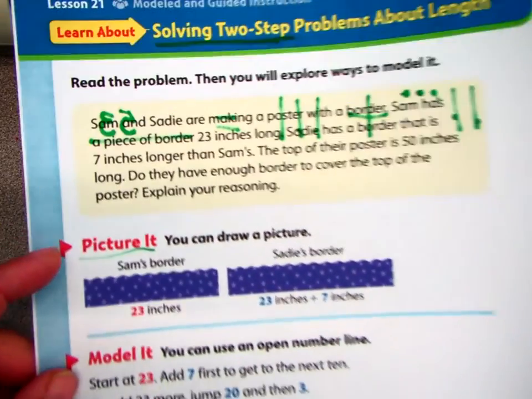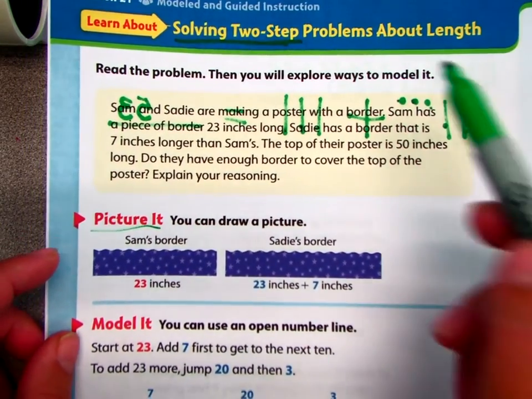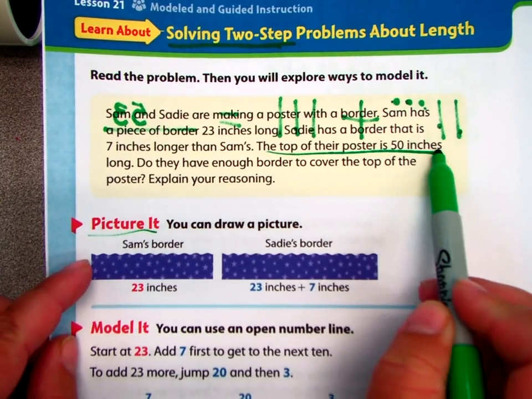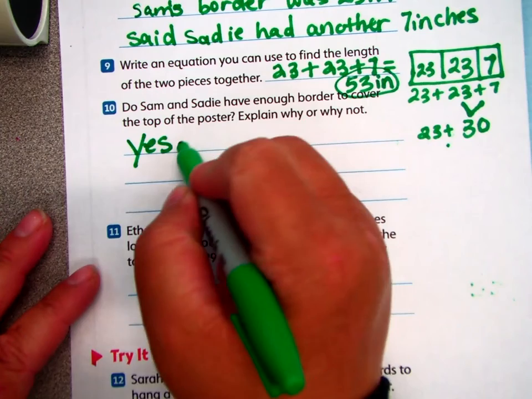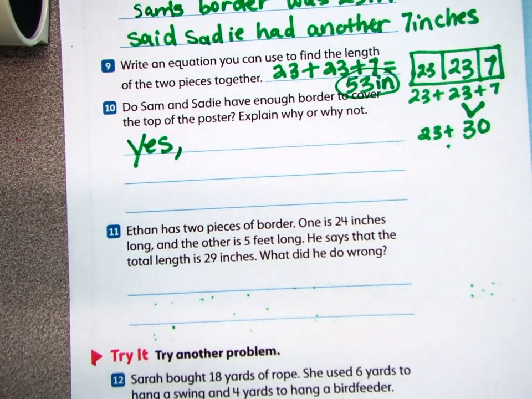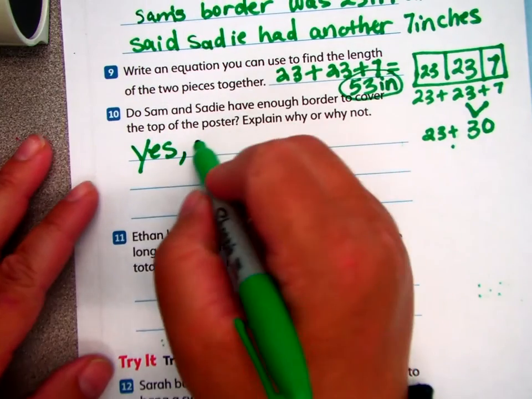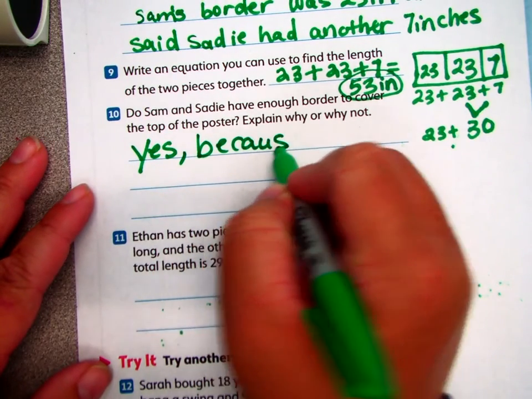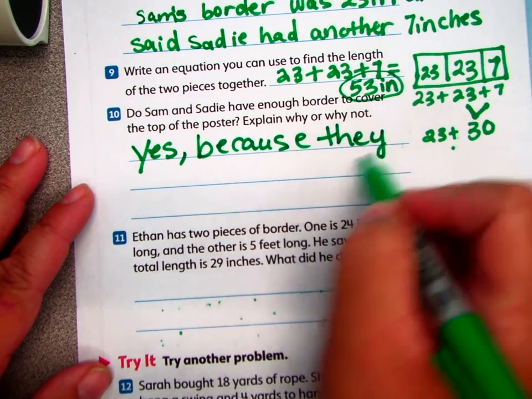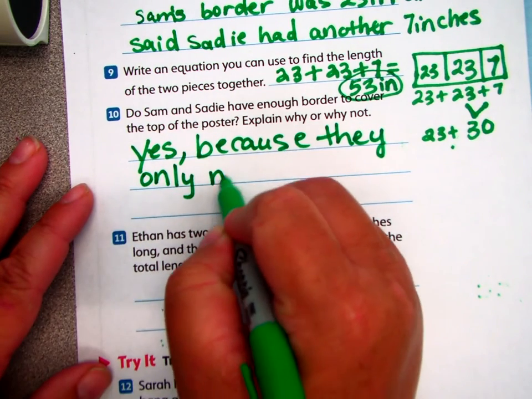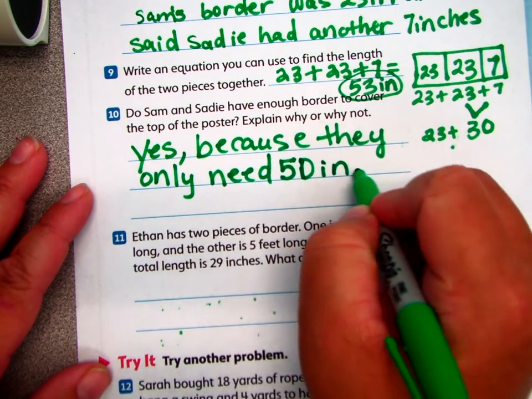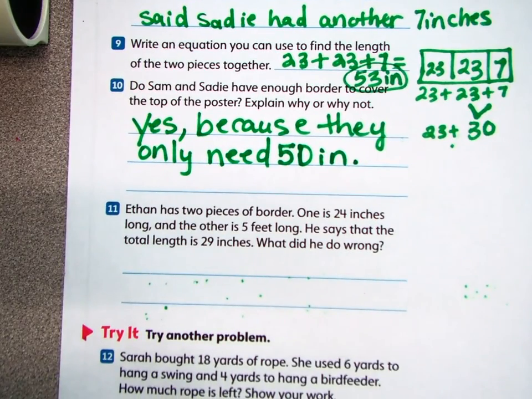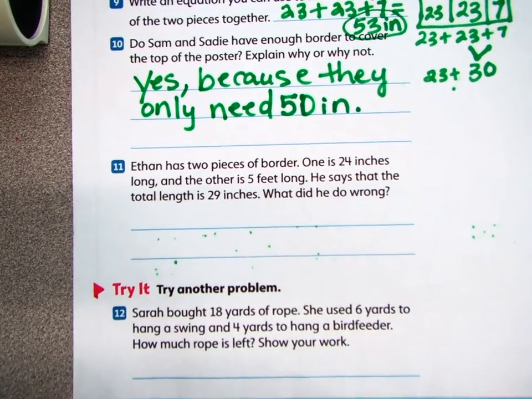You can go back, mine bled through here, we can go back and it says that the top of their poster is 50 inches. So that's the amount that they needed. Okay? So I'm going to say, yes, they have enough. Because they only needed 50 inches. Okay, and actually got 3 inches left over. We got more than enough.